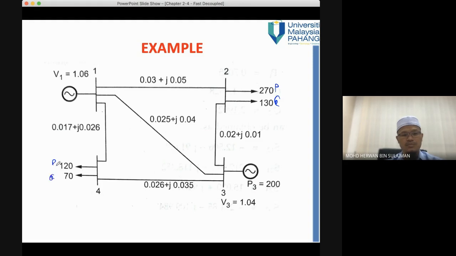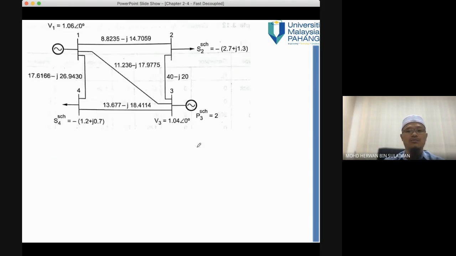Ni P1 Q1, ni P4 Q4, P2, Q2. And then P3 kita 200, V3 1.04. This one R. First kali you kena construct apa yang boleh buat, you kena construct Y bus lah. Okay, and then load everything need in per unit.